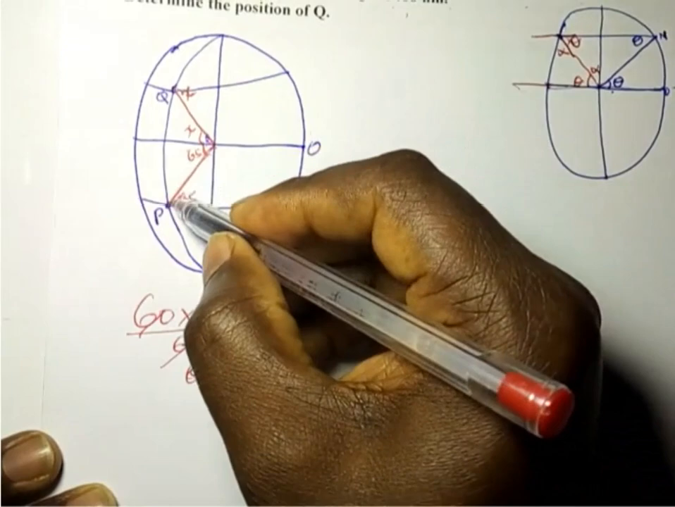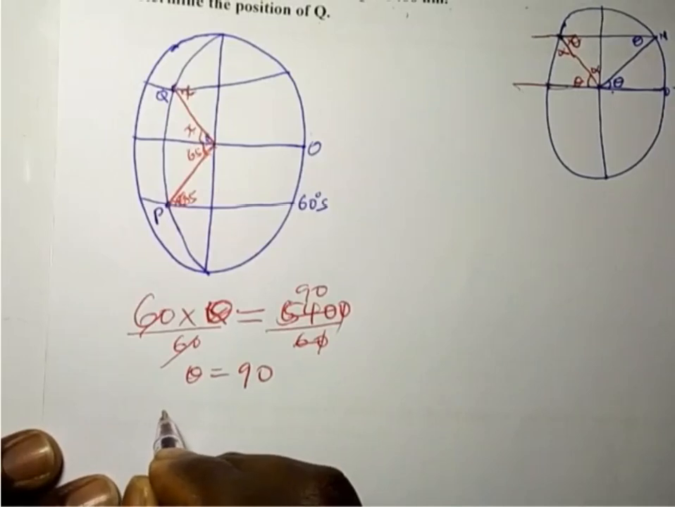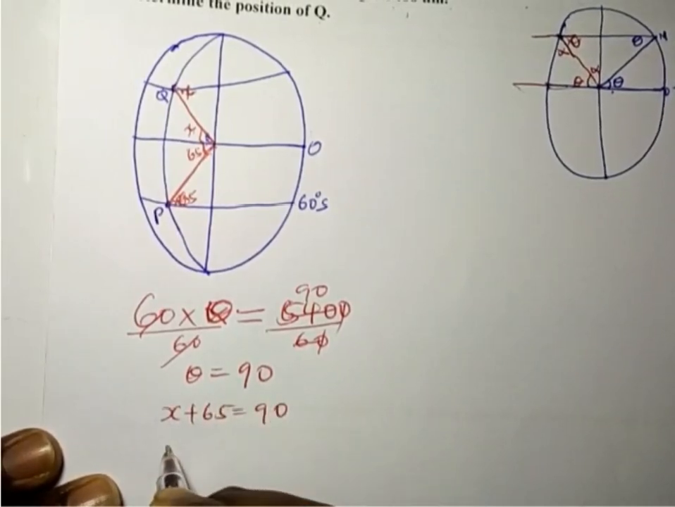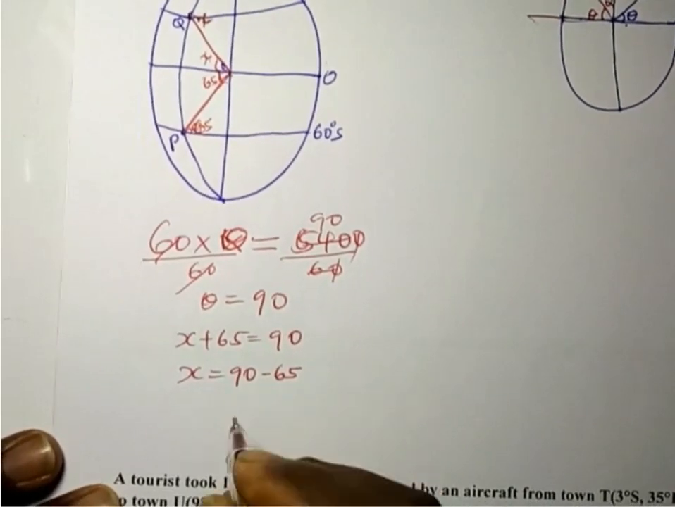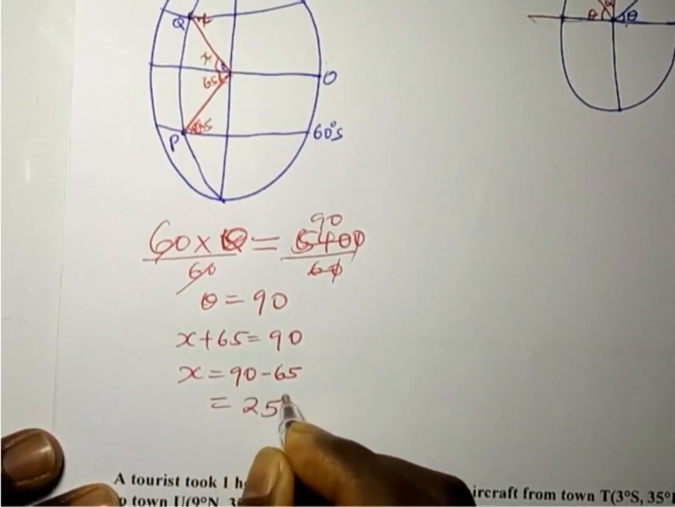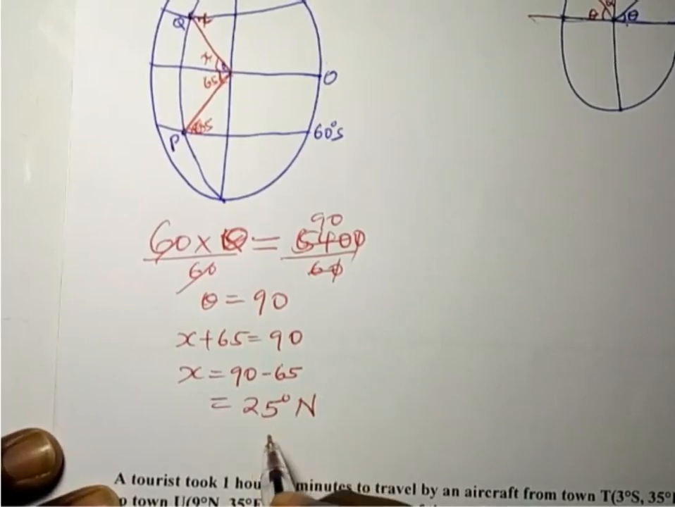From here up to here we know is 65. What will it be? X. So X plus 65 equals 90. Therefore X is equal to 90 minus 65, and this gives us 25 degrees north. So Q is 25 degrees north.